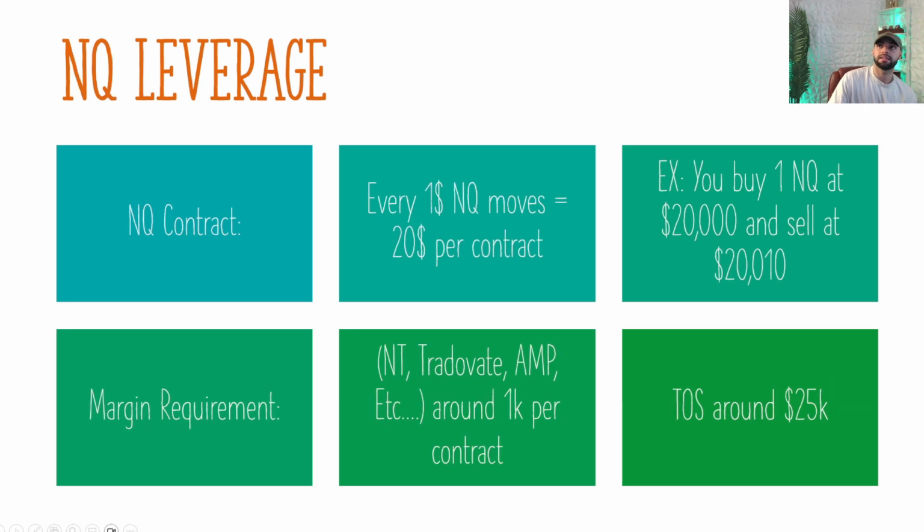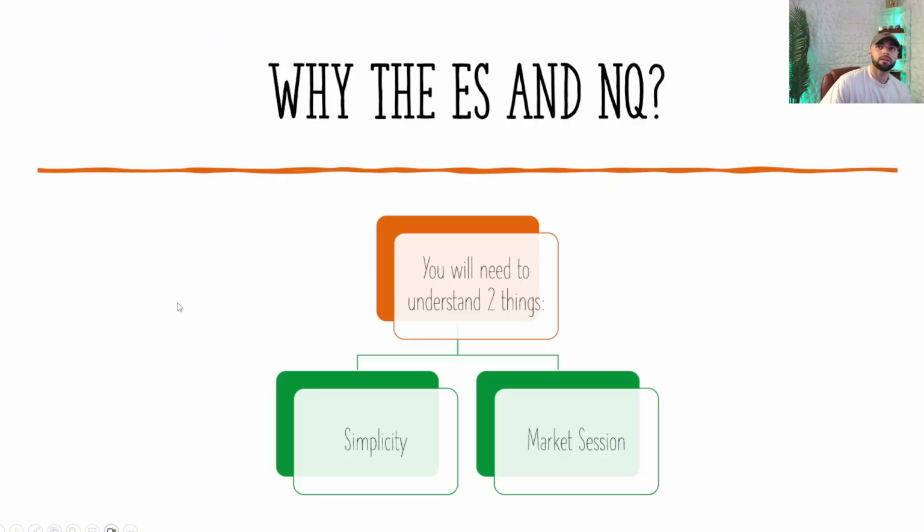This is the NQ leverage. We have $20 per move. The margin is different right now, but the only difference is every dollar NQ moves, you make $20. Not bad. And why I trade ES and NQ is literally simplicity and the fact that I only trade the market open. I only trade New York open, which gives me enough opportunity. There's the most volume, the most transactions on ES and NQ at the market open.